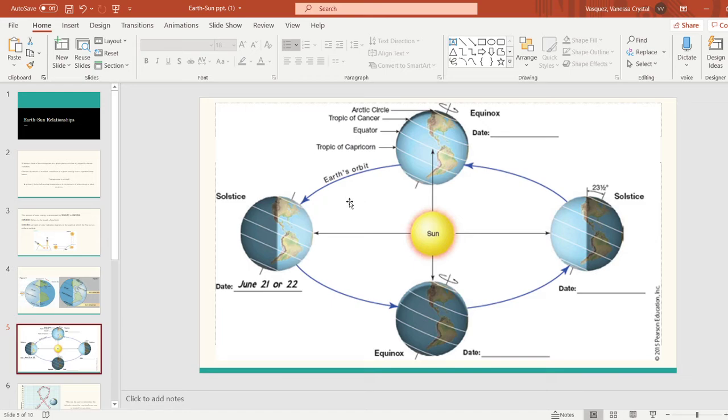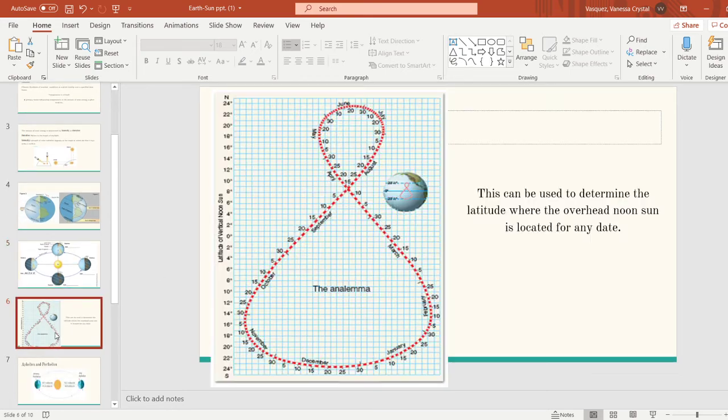So again, the sun is directly overhead only between the Tropic of Cancer and the Tropic of Capricorn. It's just traveling up and down as the months pass by. A way to see this is based on the analemma. This can be used to determine the latitude where the overhead noon sun is located for any date.